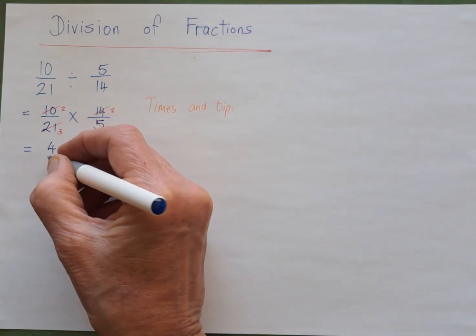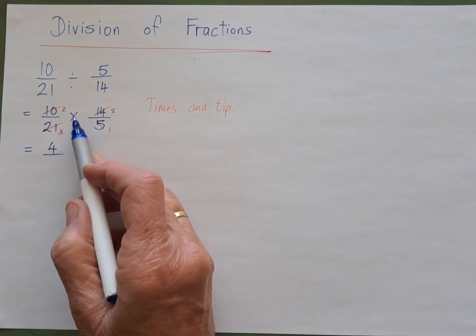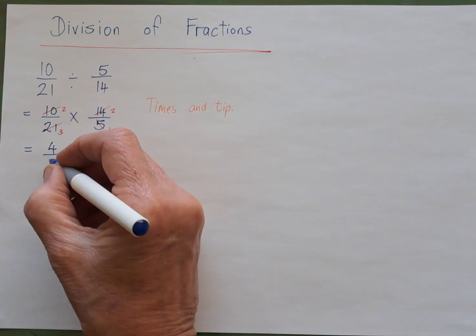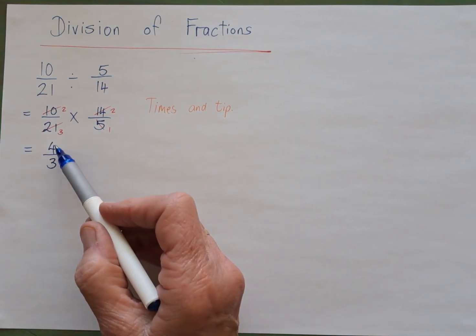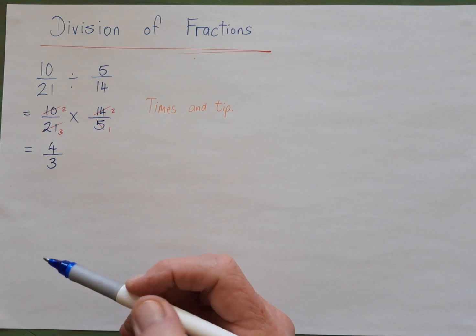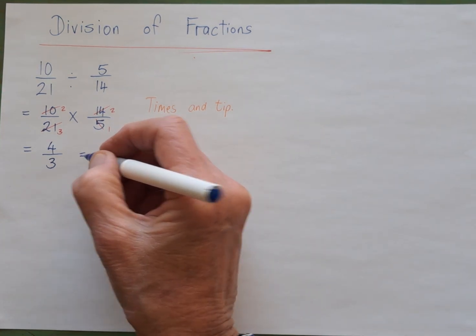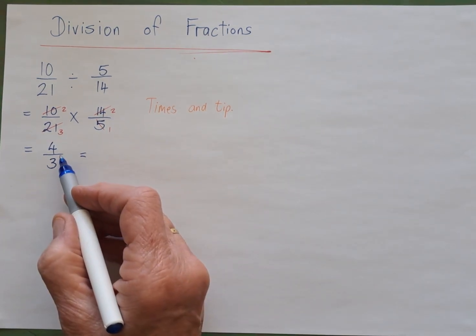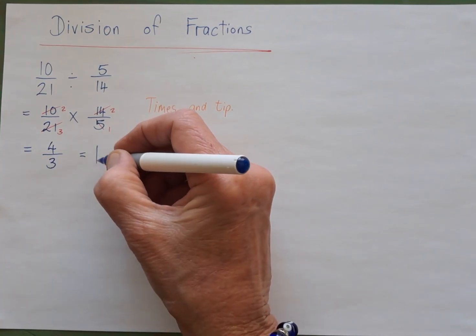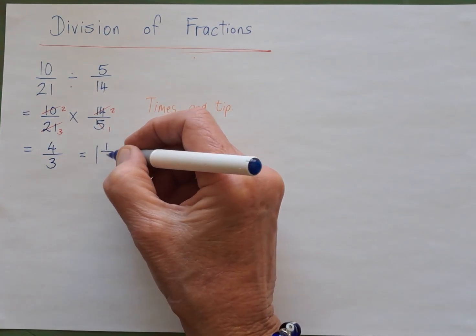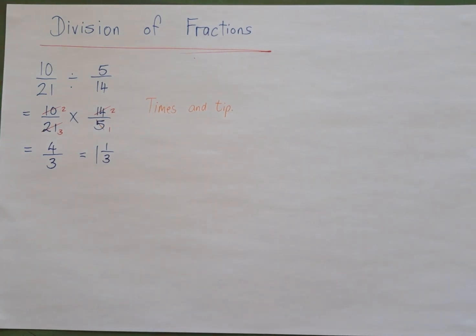So now I just need my tidy up step, which says numerator times numerator is going to give me 4, and denominator times denominator is going to give me 3. That is an improper fraction because the numerator is bigger than the denominator. So using that fraction line, remembering that it means divide, 3 divides into 4 once, with a remainder of 1, which I put over my denominator.